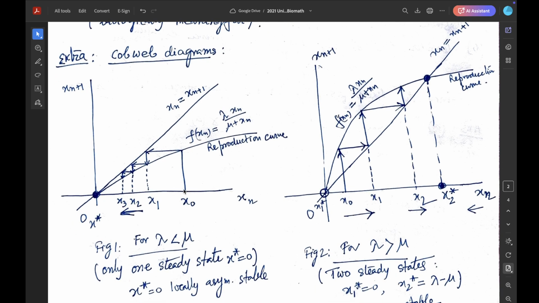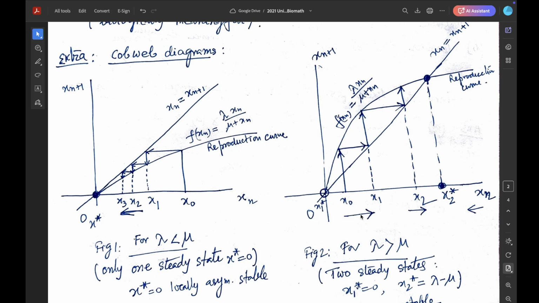If we choose this x0 here, then by the cobweb diagram, from x0 to the reproduction curve, to the diagonal, to the reproduction curve, the corresponding point is x1, the next solution, and next the corresponding point is x2, the next solution. So the solution sequence approaches this steady state, so x star equals 0 is locally asymptotically stable here.